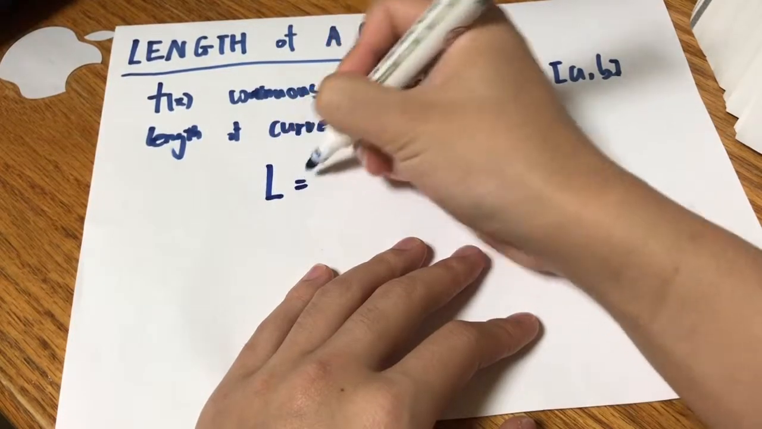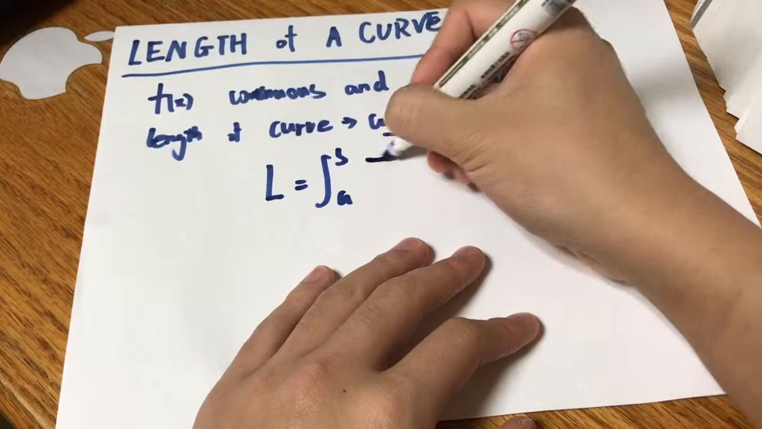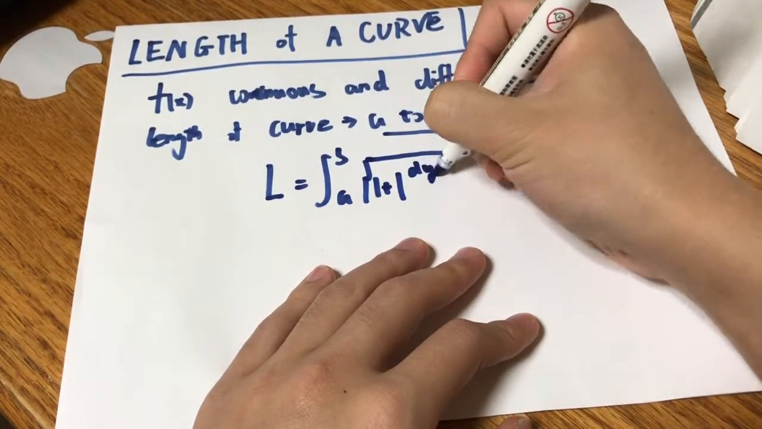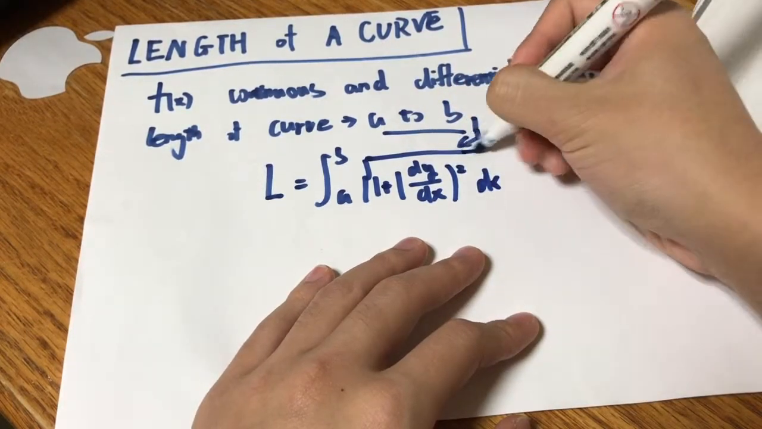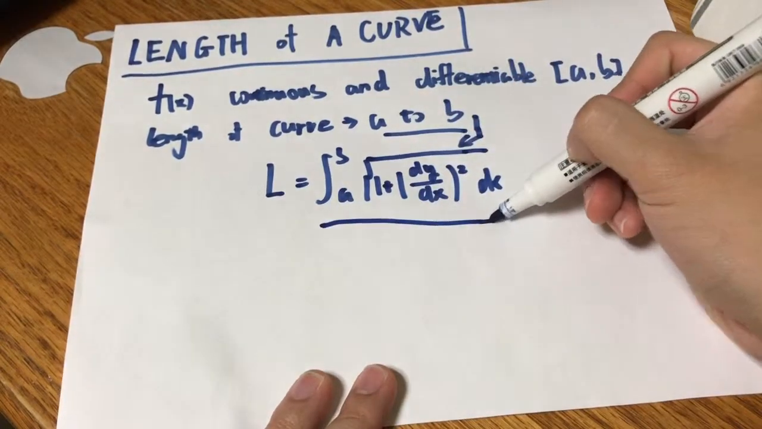The length equals to the integral from a to b, and then you take the square root of 1 plus the derivative of the function squared, dx. That's basically all the formula you have to know.